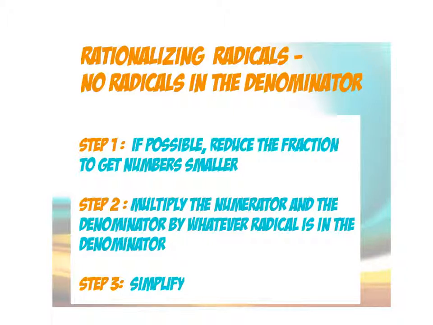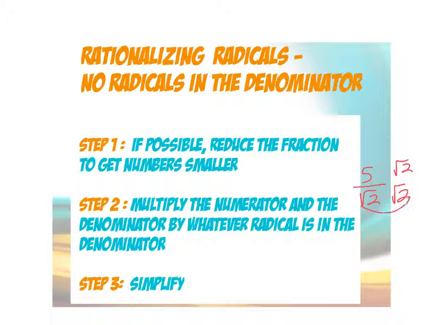All right, here's kind of our three-step process. First thing you're going to do is try to reduce the fraction that they give you, try to get your numbers smaller. That's what we just got done doing. We did step one. Then you're going to multiply your numerator and your denominator by whatever radical is in the denominator. So if you had something like 5 over root 2, I would multiply by the radical in the denominator. It would look like this. You want to do it at the top and the bottom, just like if you were getting a common denominator, you're multiplying by the same thing on the top and the bottom.